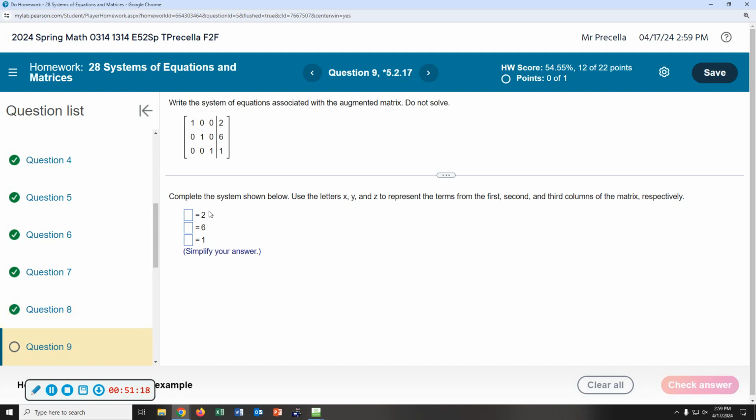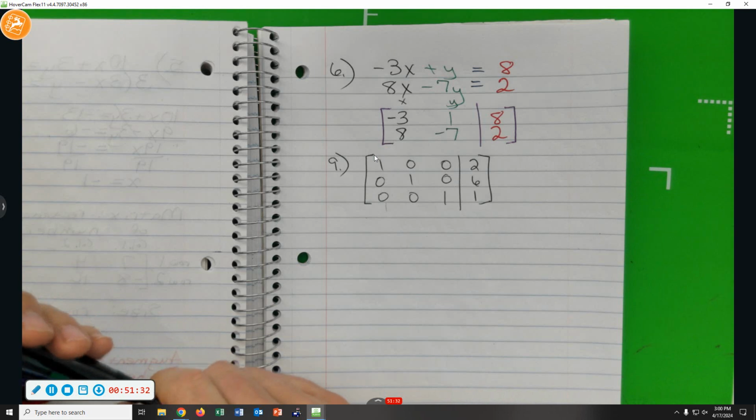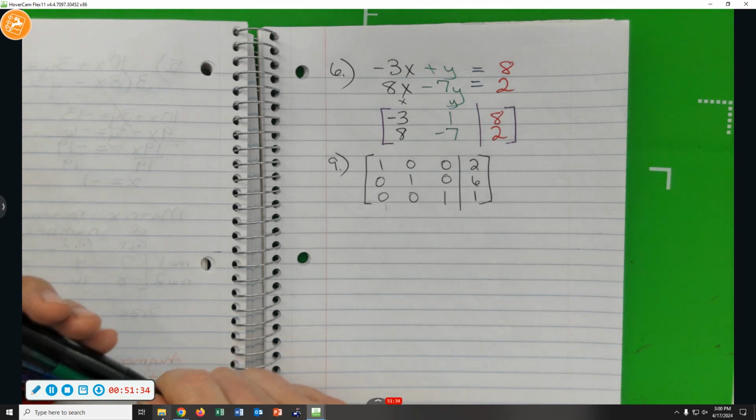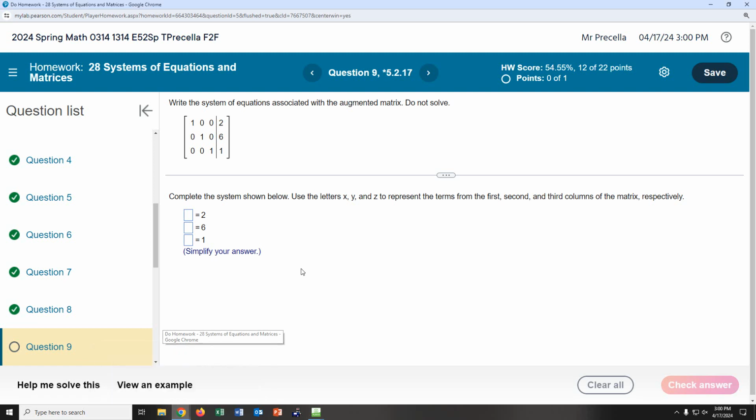I think so. That x equals 2, 6, 1. Okay, yes. If we went and did what he was doing on the previous one, it says use X, Y, and Z as the variables. They have to tell you what variables to use. They're saying to use X, Y, and Z. See right there.